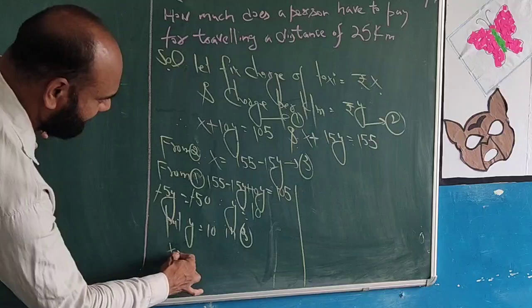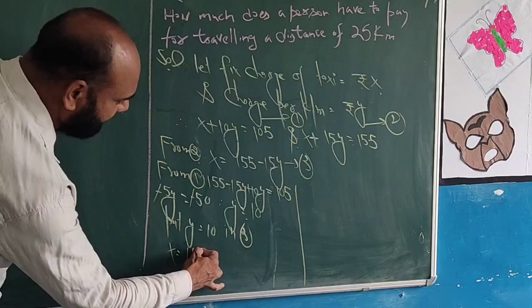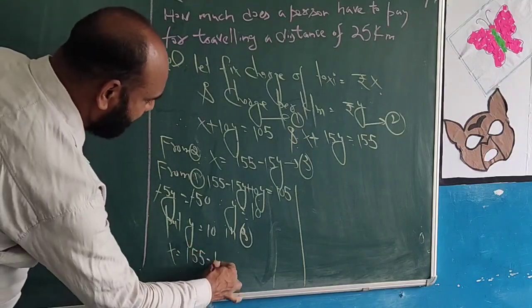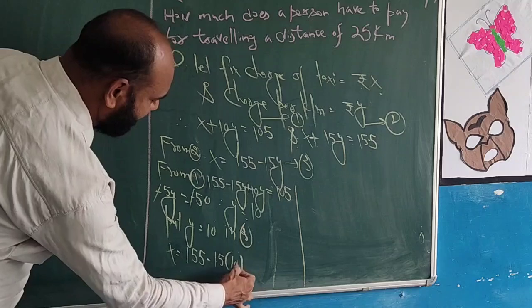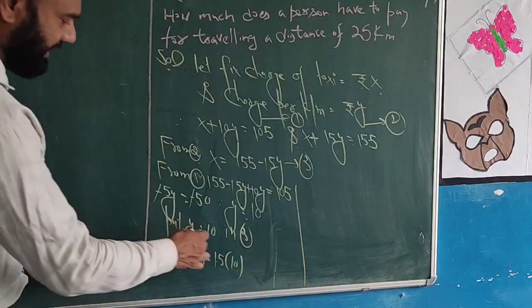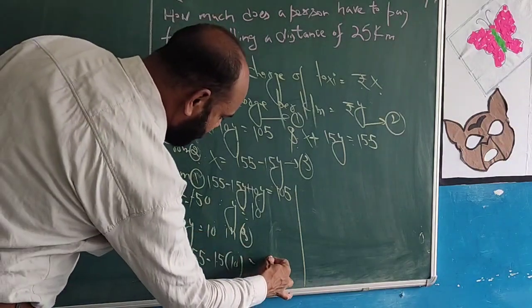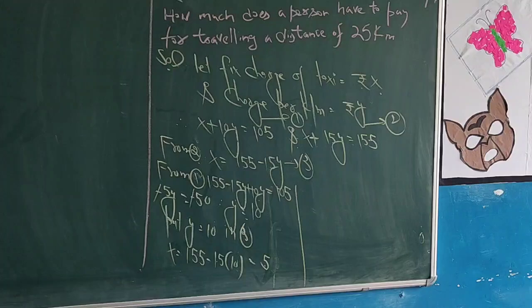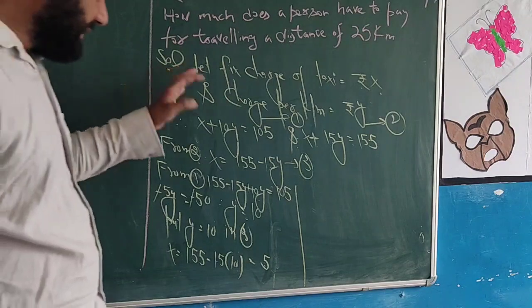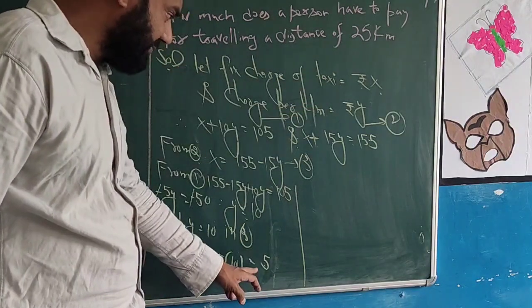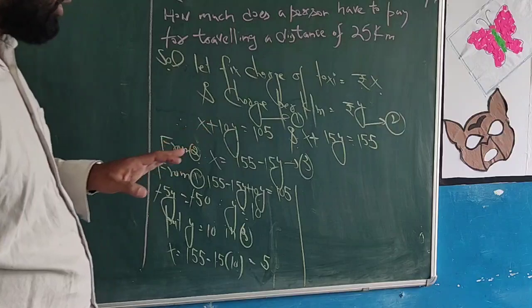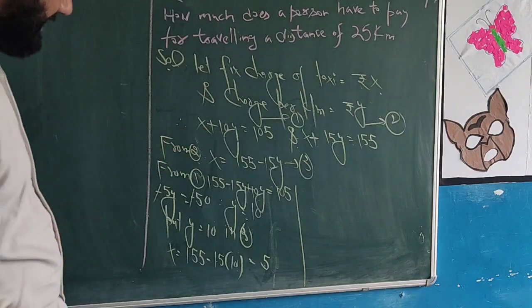Therefore, x is 155 minus 15 times y, and y is 10. So 155 minus 150, which is equal to 5. Therefore, the fixed charge of the taxi is rupees 5 and the charge per kilometer is rupees 10.